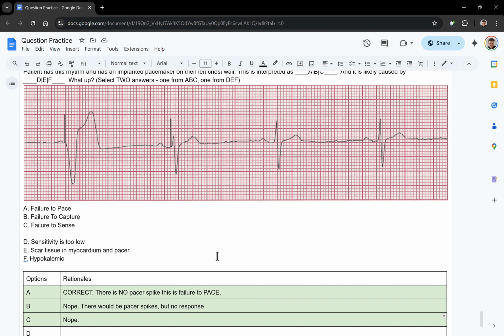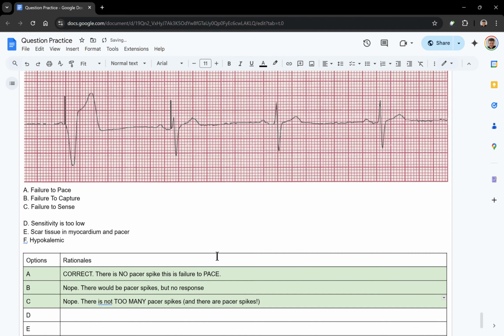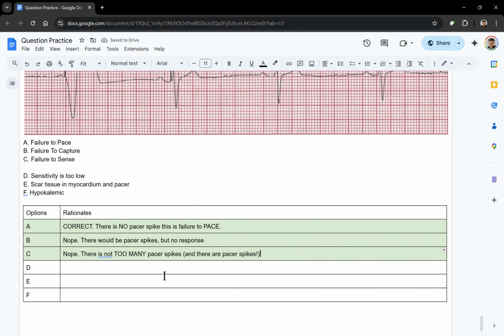Why? Because there's no pacer spike, right? Nothing to sense. And there are pacer spikes. Does that make sense? All right, so D, E, or F.